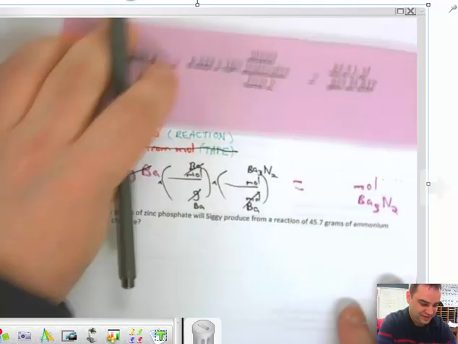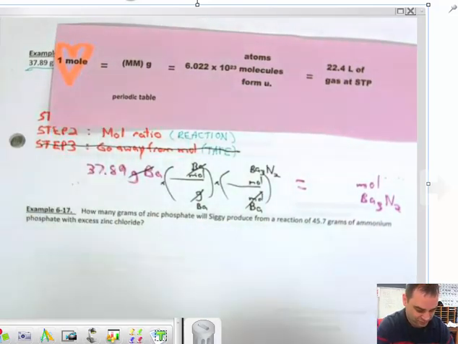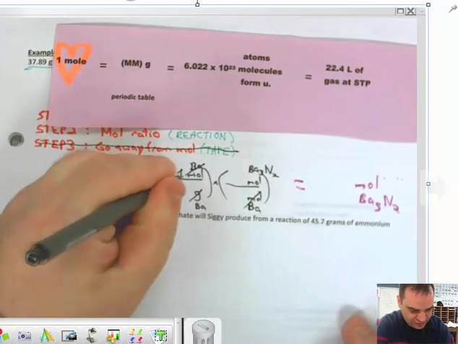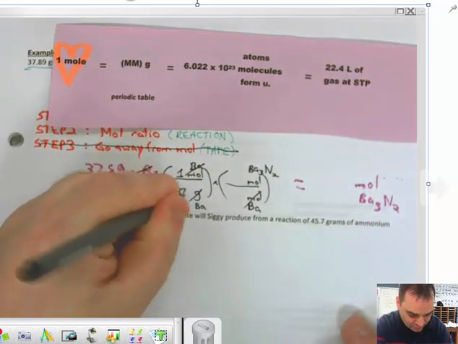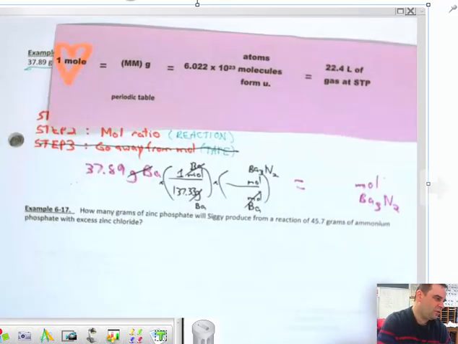Here we go. The tape says 1 mole. We put 1 mole. It says the molar mass in grams. You have to look up the molar mass of barium on the periodic table. That would be 137.33 g/mol.